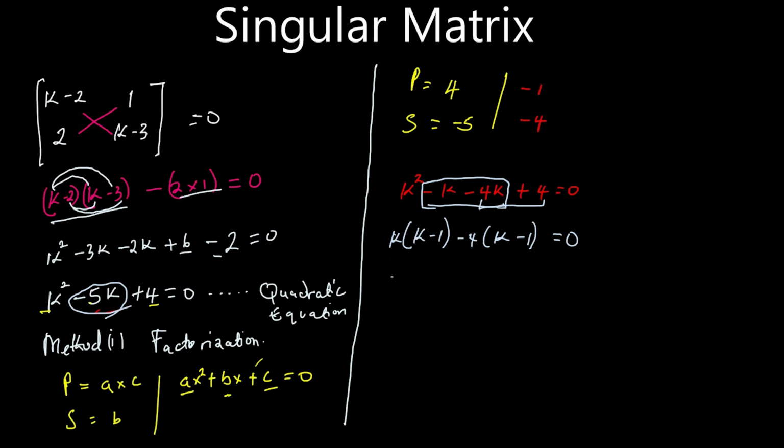Then collect this k and minus 4, so k minus 4 and also k minus 1 is equal to 0. If you open this, it will give you back our quadratic equation which we are working with. And therefore, in this case, we can say k is equal to 4, or also k is equal to 1.